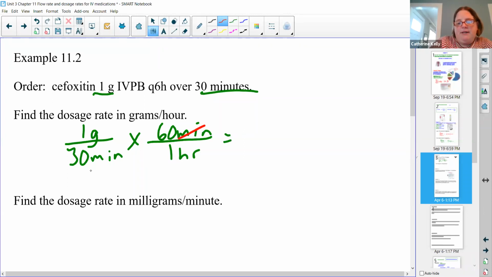And I can do that because my minutes will cancel, and then my labels are left with grams per hour. So I'm going to go 1 times 60 divided by 30. Use a calculator because you don't get 0. You get 2 grams per hour.